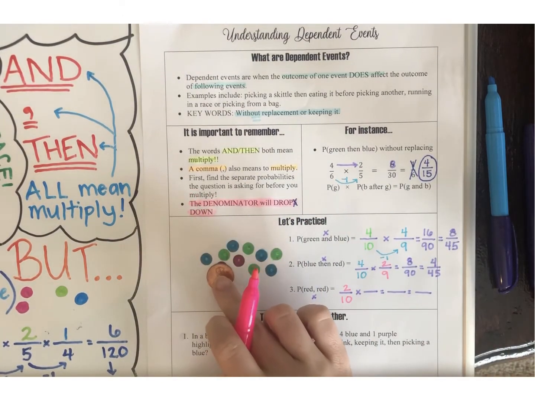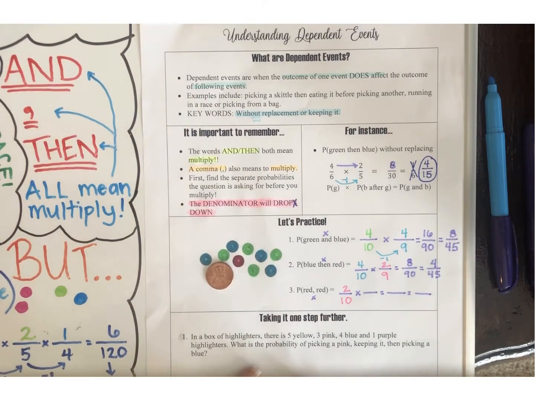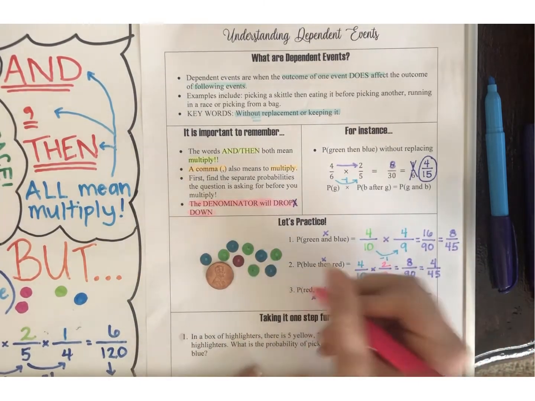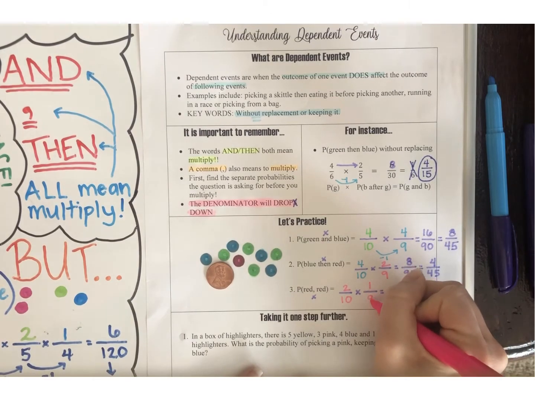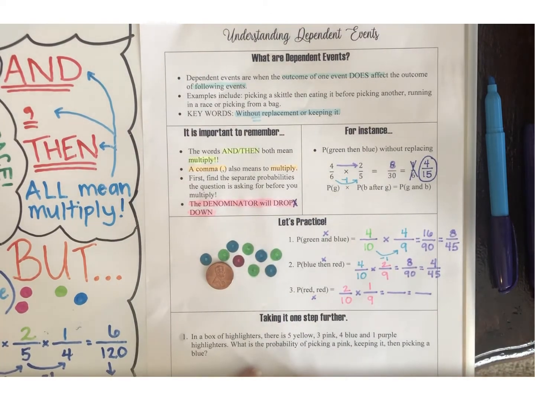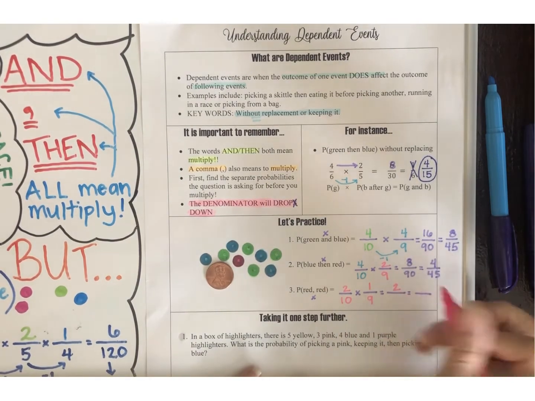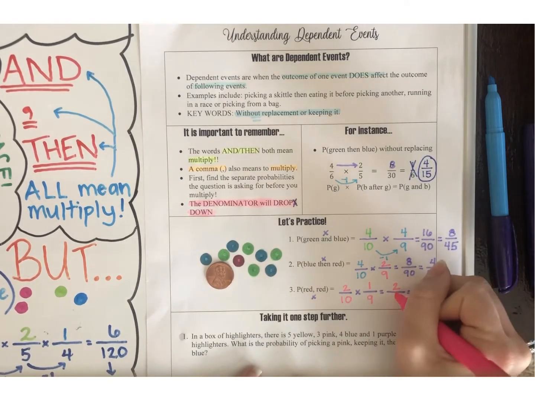Now I'm going to use my penny to cover up the one that I picked from the bag. Now as you can see, I only have 1 red left out of a total of 9 marbles. That being said, anytime we're picking the same thing from a dependent event, our numerator is also going to drop. Then here we can do 2 times 1, which is 2, 10 times 9, which is 90.